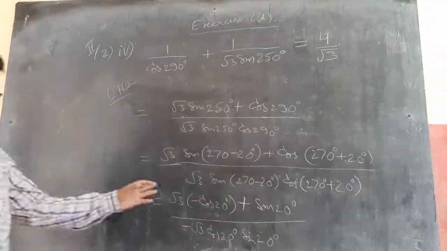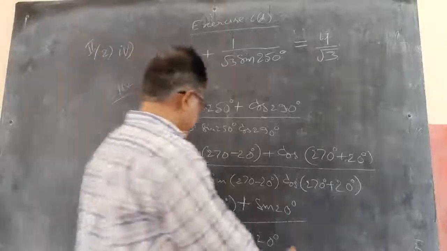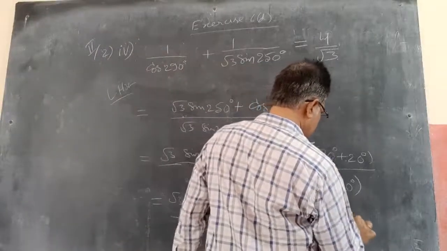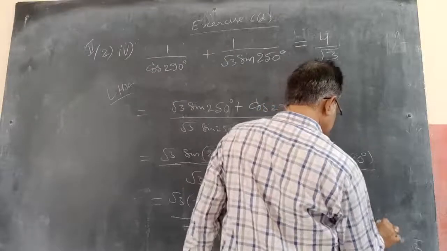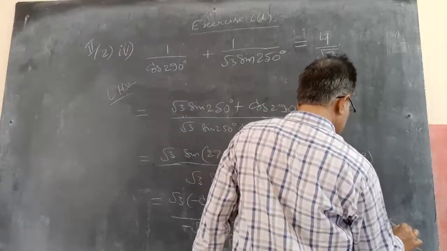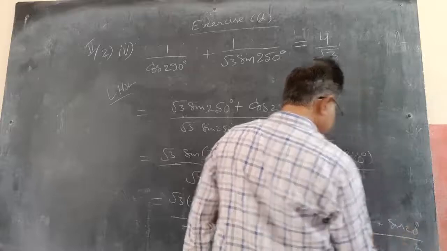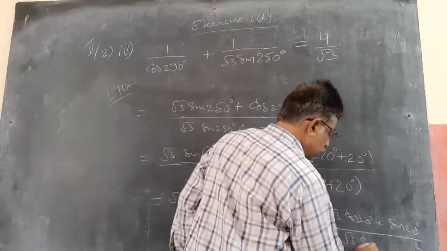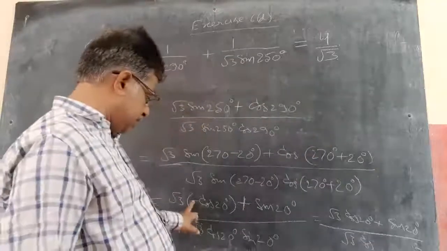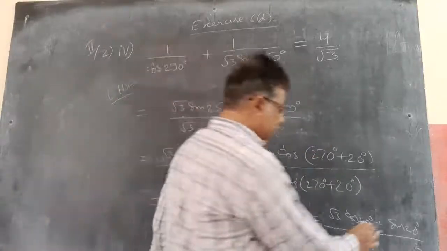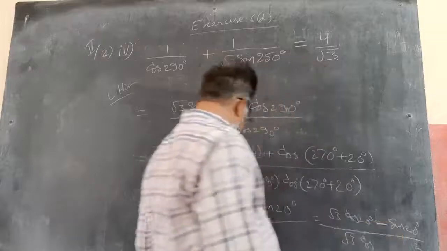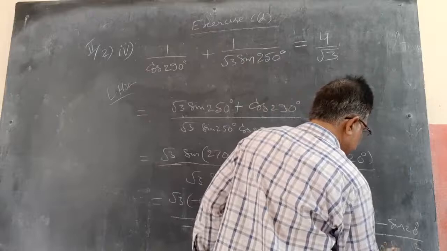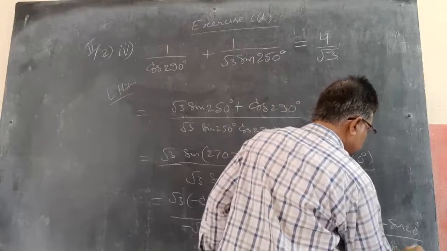If I take minus common in both numerator and denominator and cancel, this becomes root 3 cos 20 plus sin 20 divided by root 3 into, minus, if I take common, minus becomes plus, becomes minus, by this minus I cancelled, left out is root 3 cos 20 into sin 20.